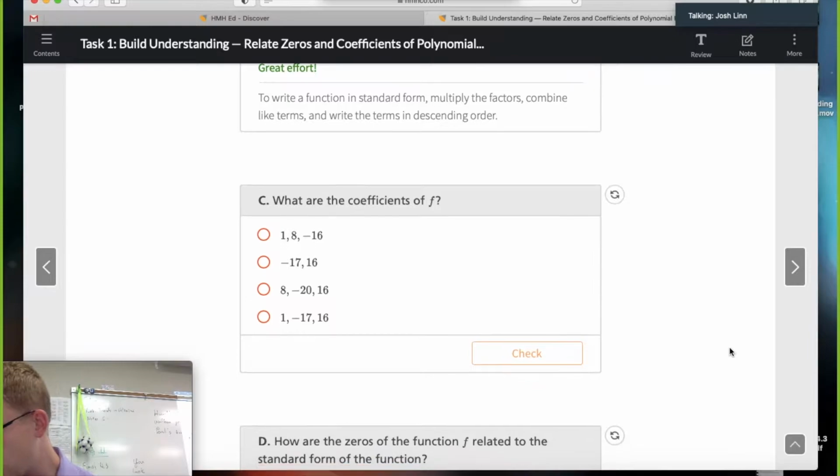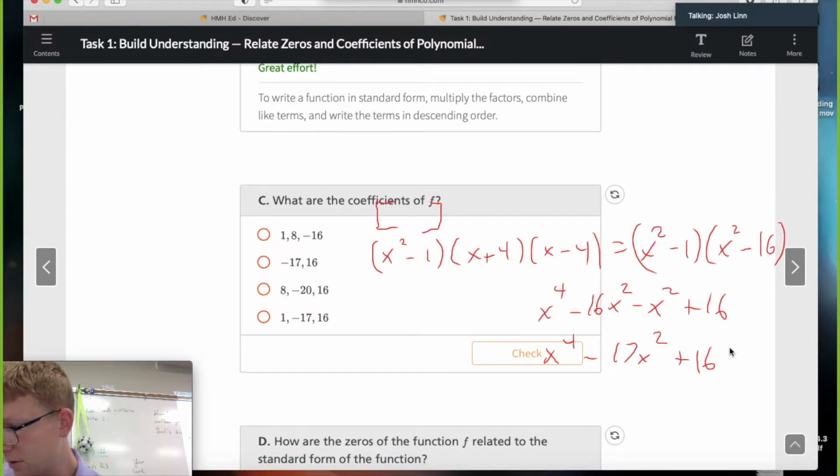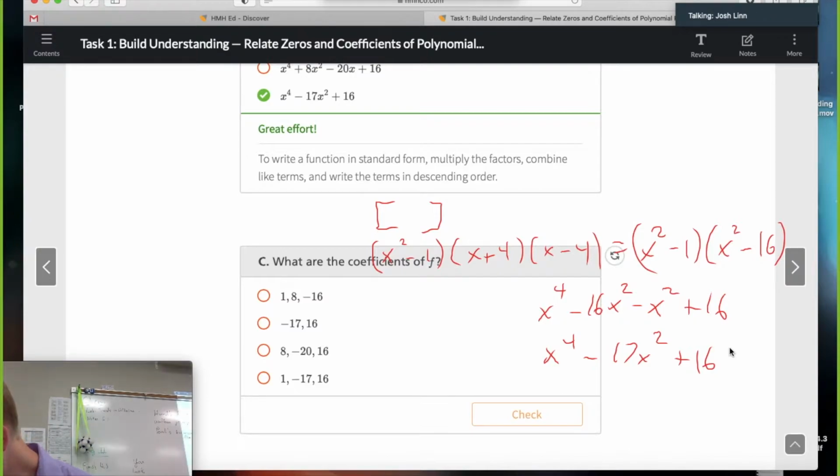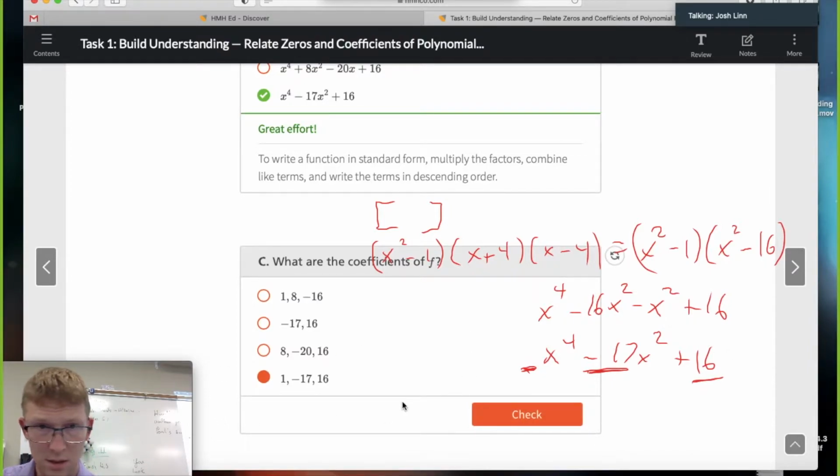What are the coefficients of f? As we go through, those are the numbers that we're looking for. Whenever you don't have a number, it is assumed to be 1. So we've got 1, -17, and 16.